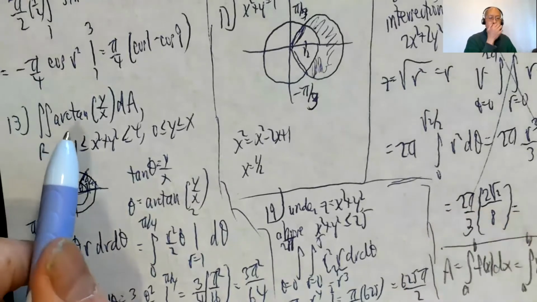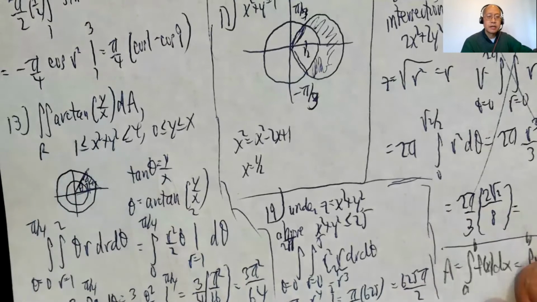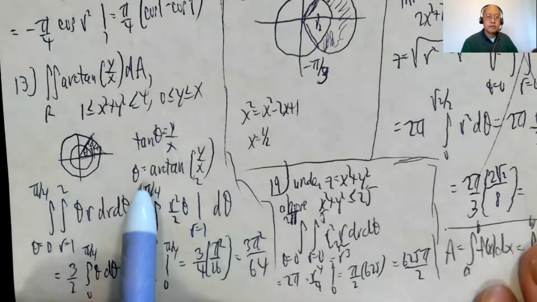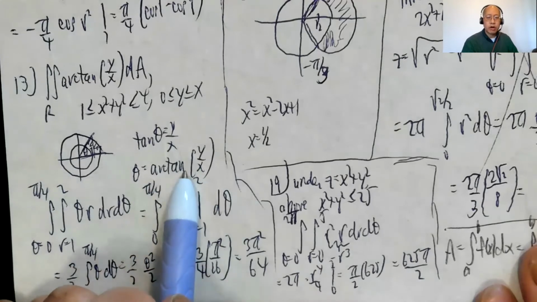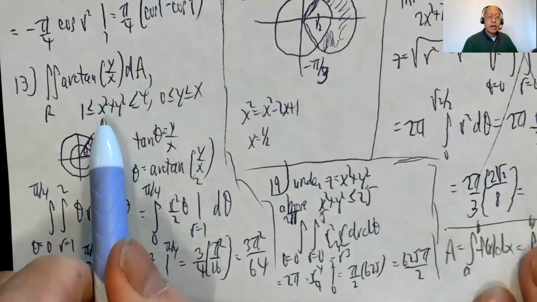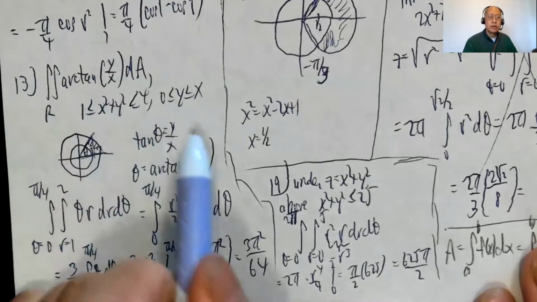13. Double integral of arctan y over x dA. This looks scary, but it actually isn't. Okay. Remember, the tangent of theta is y over x, which means theta is arctan y over x. So in other words, this is just theta. Okay. And x squared plus y squared between 1 and 4. That means R is between 1 and 2.